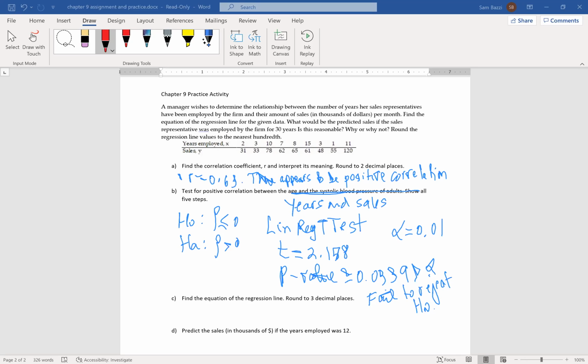Find the equation of the regression line. Well, you already did, guys. When you did stat calc number 4, you have the equation of the line. So actually, it shouldn't be a new question to you. So y hat equals, I got a to be 3.529 x plus b is 37.916.